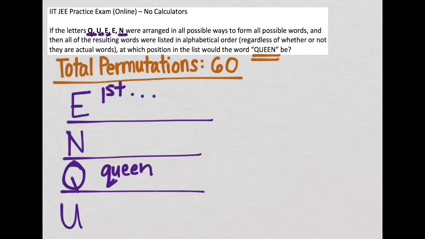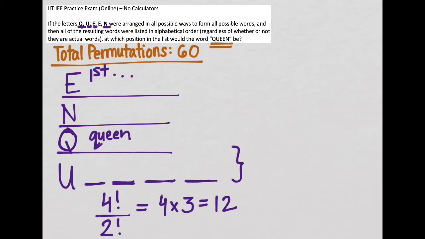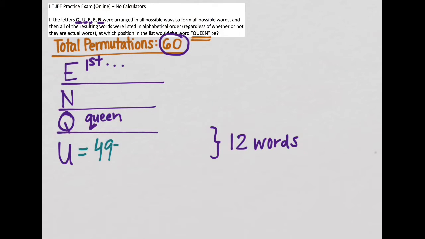I'm going to start from the bottom. So I'm going to first calculate how many words start with the letter U. So if we note that the first letter has to be U, the next four letters can be E, E, N, or Q. The number of permutations for these next four letters is simply equal to 4 factorial divided by 2 factorial, once again, because we have 2 E's, which equals 12. The number of total words that start with U equals 12. The last 12 words out of the total 60 permutations would be the 49th word all the way till the 60th word.